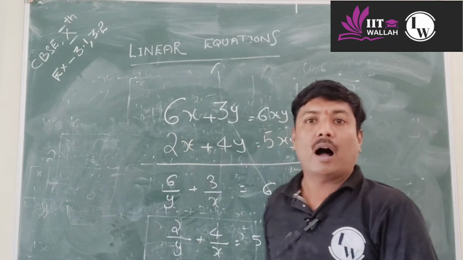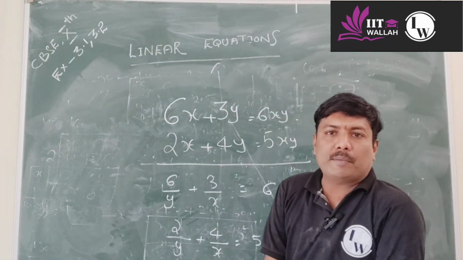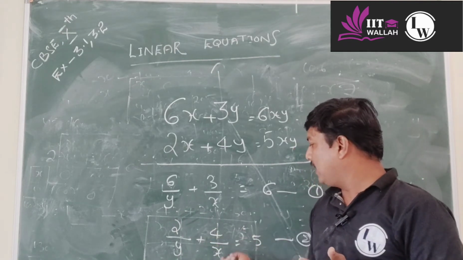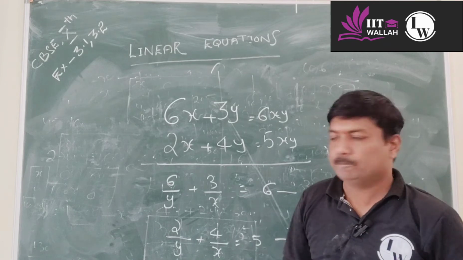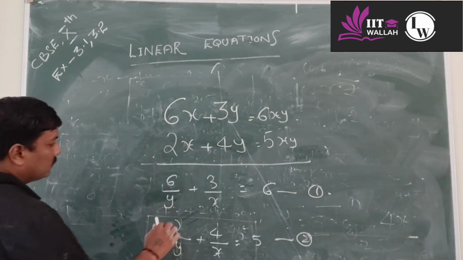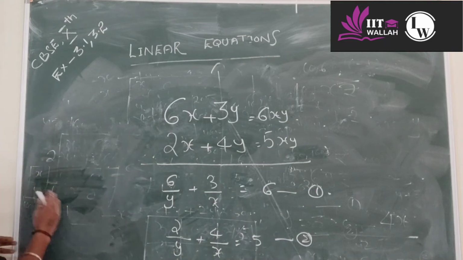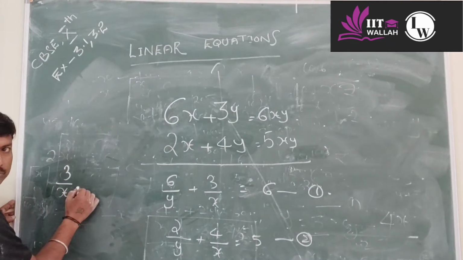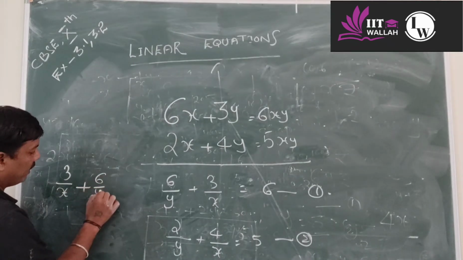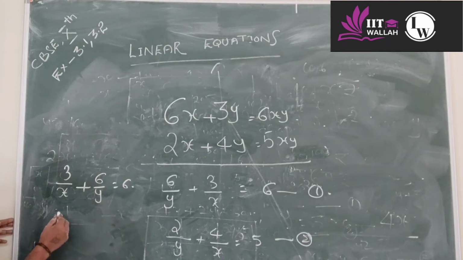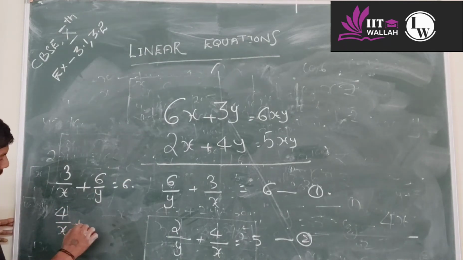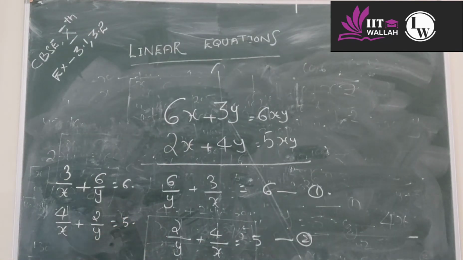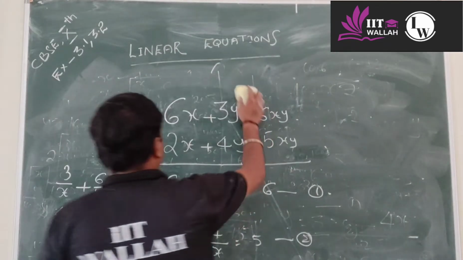Now you know how to do. How? Now we need to substitute 1 by y is equal to p, or any other letter, and 1 by x is equal to q, or any other letter. So I am rewriting this like this. 3 by x plus 6 by y is equal to 6. 4 by x plus 2 by y is equal to 5. Okay, these are our equations.